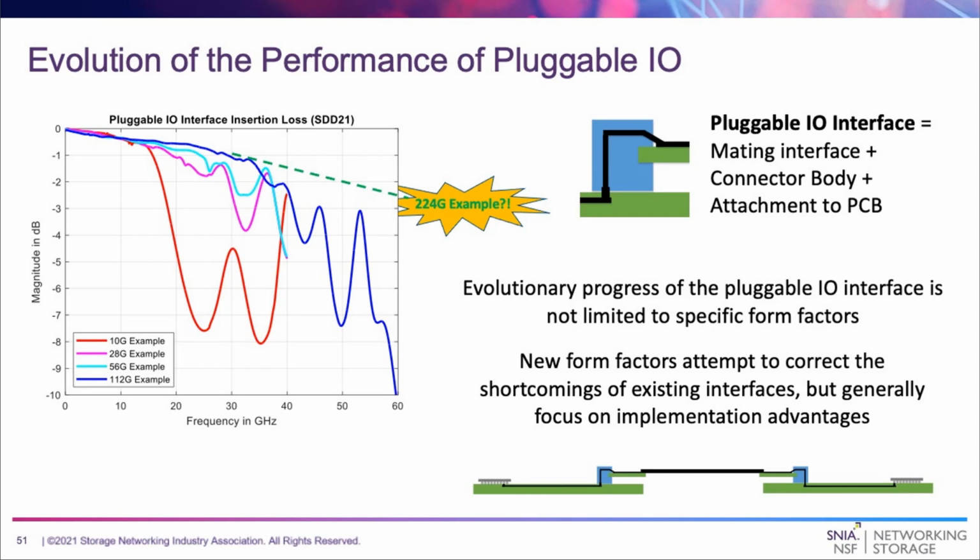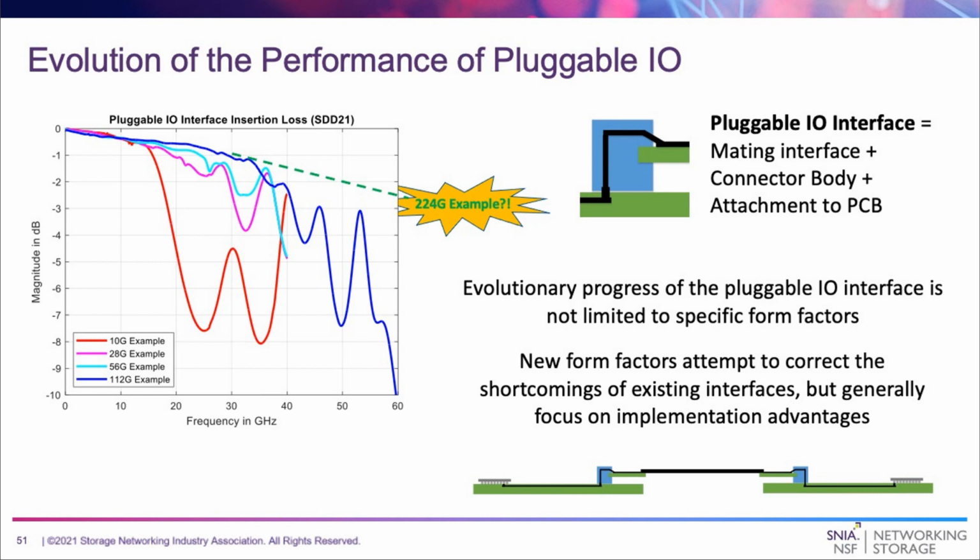And then the graph shows the insertion loss of that pluggable I/O interface across frequency, plotted by target data rate examples, 10G, 28G, 56G, 112G. And the graph shows how we have really squeezed every possible micrometer of performance out of the interface to take us all the way from 10 gigabits to hopefully 200 gigabits. And the key thing to look for here is when the insertion loss profile starts to roll off sharply.